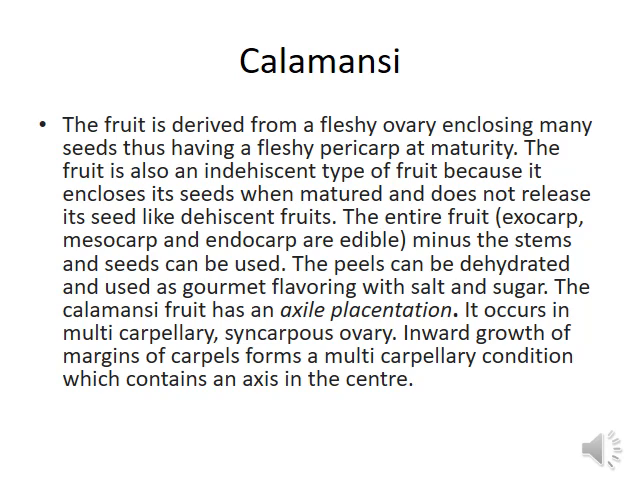The fruit is an indehiscent type of fruit because it encloses its seeds when matured and does not release its seeds like the dehiscent fruits. The entire fruit, including exocarp, the mesocarp, and endocarp, minus the stems and seeds, can be used or edible. The peelings of its skin can be dehydrated and used as gourmet flavoring with salt and sugar.